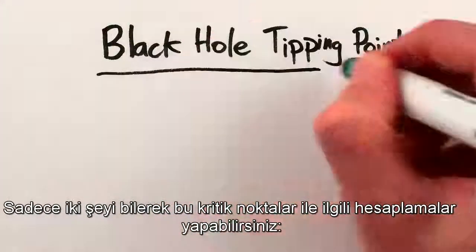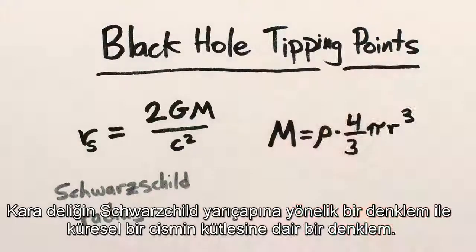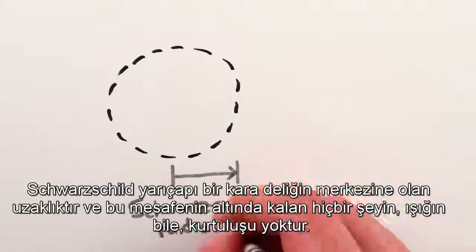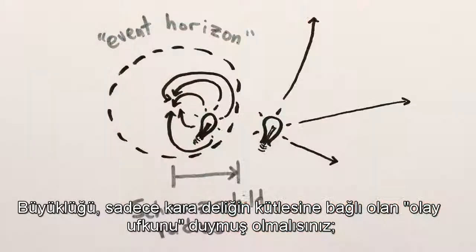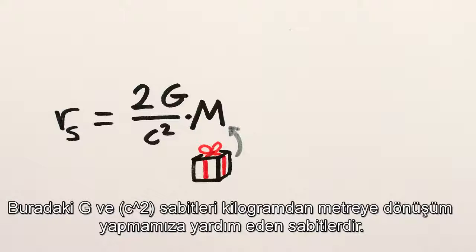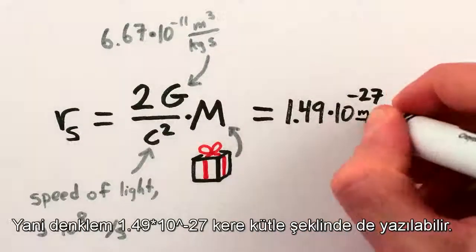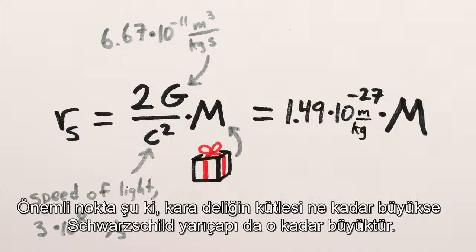You can do a very rough calculation of these tipping points yourself, knowing just two things: the equation for what's called the Schwarzschild radius of a black hole, and the equation for the mass of a spherical object. The Schwarzschild radius is the distance from the center of a black hole below which nothing, not even light, can escape. You may have heard it called the event horizon, and how big it is depends only on the black hole's mass. The G and c squared here are just constants that help convert from kilograms to meters, so the equation can also be written as 1.49 times 10 to the negative 27 times mass. But the important thing is that the heavier the black hole, the bigger the Schwarzschild radius.